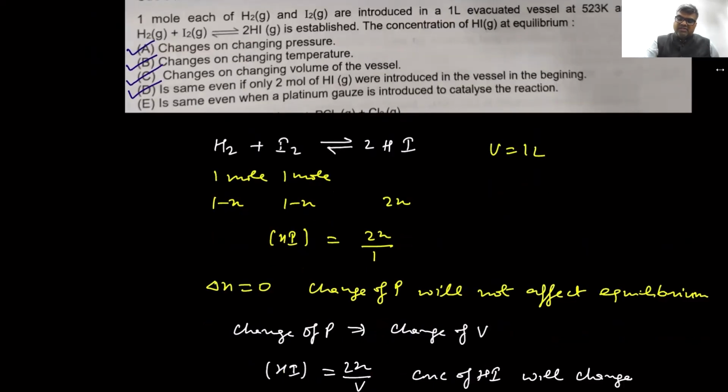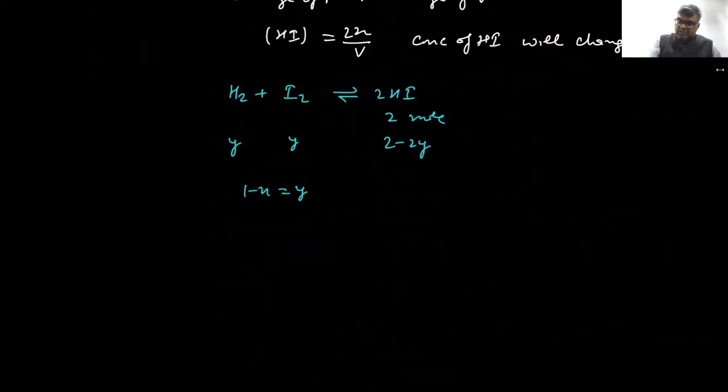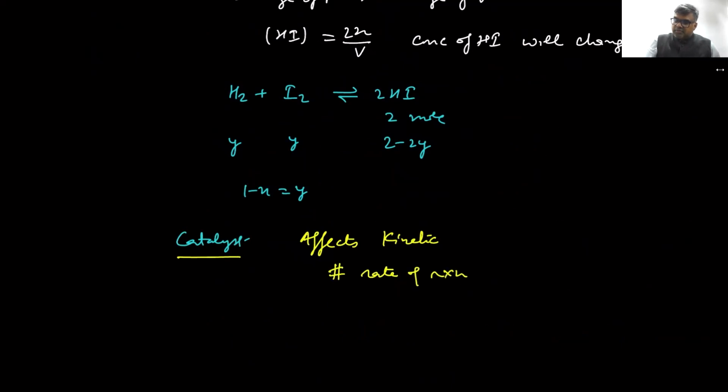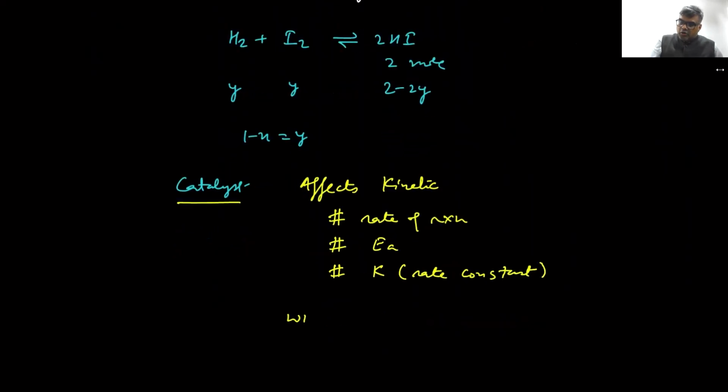You know a catalyst affects the kinetics of a chemical reaction, but not the thermodynamics. I hope every one of you is aware of that. So if you add a catalyst, what does it do? A catalyst affects kinetics. Affects kinetics means which parameters can be affected? Rate of reaction, activation energy, or rate constant. These are the three parameters which will be affected.